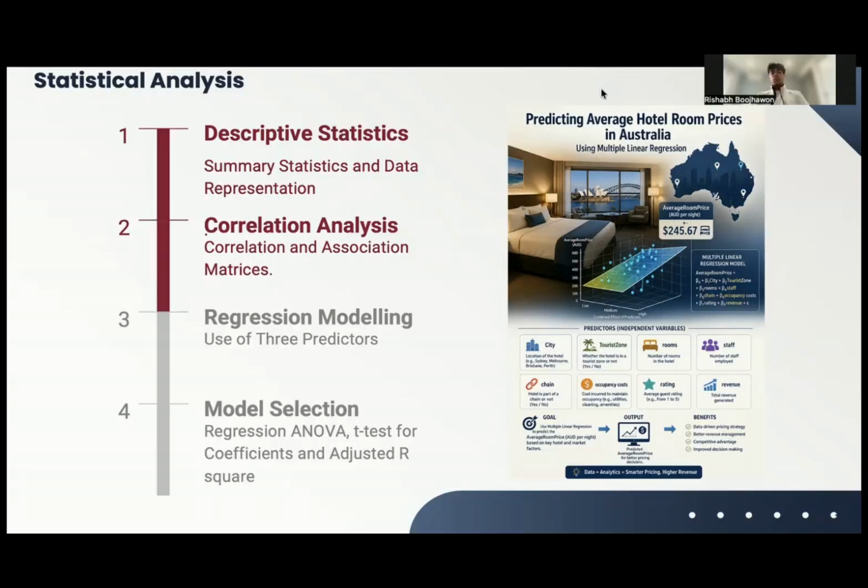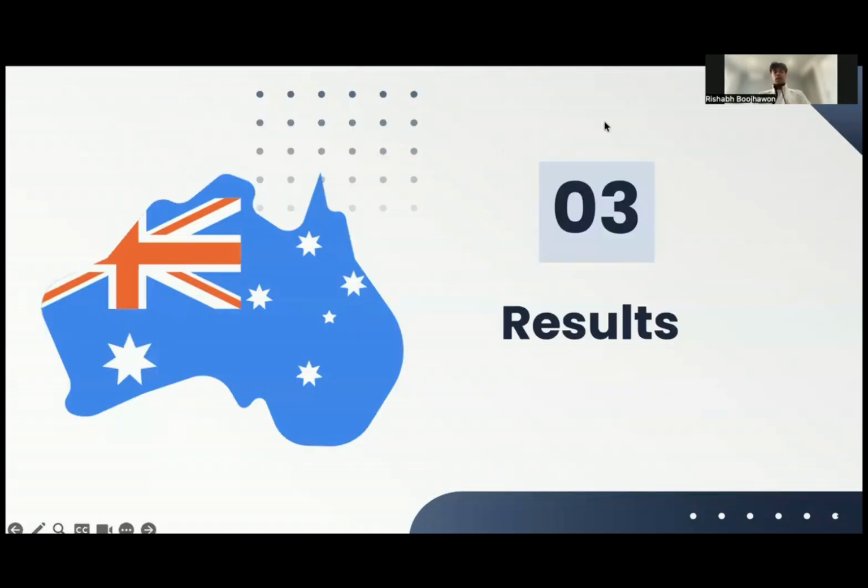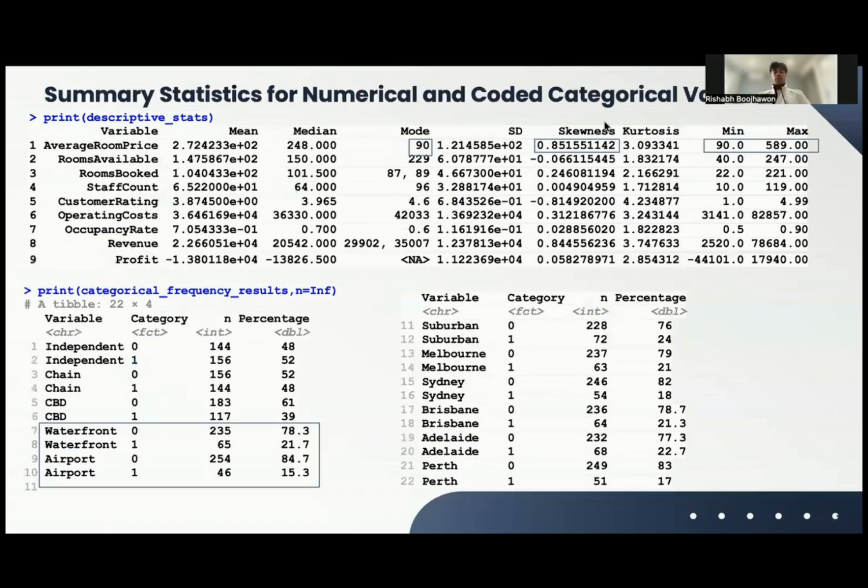Finally, we built multiple linear regression models using 3 predictors at a time and compared them using the adjusted R-squared, the F-test, the coefficients, p-values, and the practical relevance to hotel pricing. I am now going to present the results obtained using Excel and R. Since our dataset consists of 9 quantitative variables, including the response variable, average room price, and 3 categorical variables, we have used 2 types of descriptive analysis.